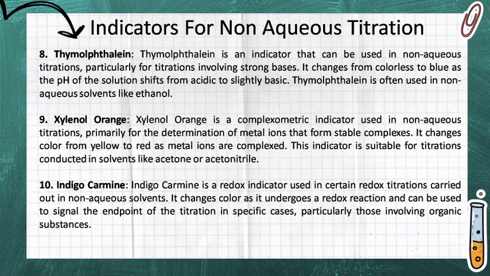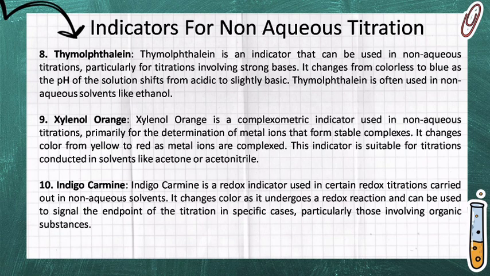Ninth, Xylenol orange. Xylenol orange is a complexometric indicator used in non-aqueous titrations, primarily for the determination of metal ions that form stable complexes. It changes color from yellow to red as metal ions are complexed. This indicator is suitable for titrations conducted in solvents like acetone or acetonitrile.